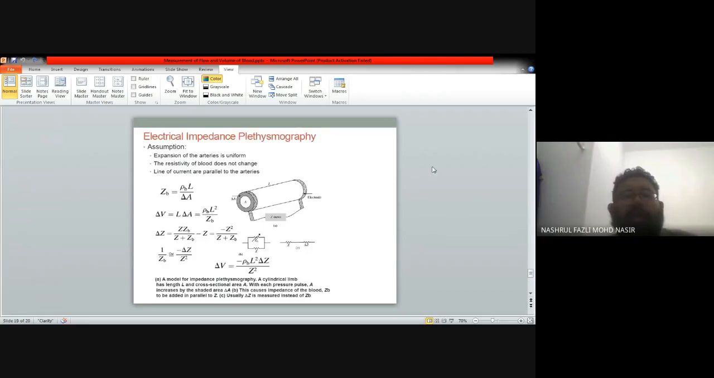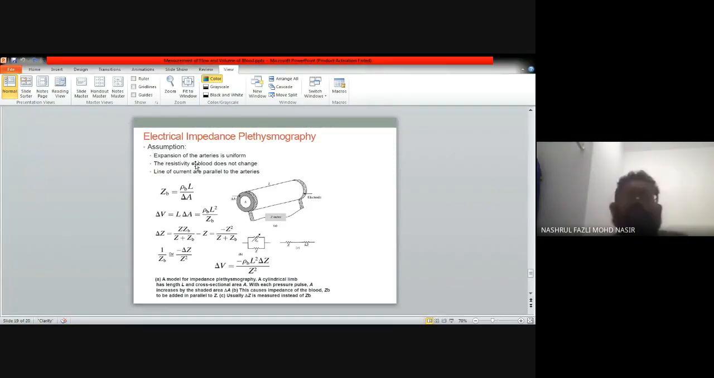So another way to measure this is using the electrical impedance plethysmography. In science, in measurement, in engineering, we use a lot of assumptions, but they are clever assumptions. They are based on observation, but we have some rules so that it is easy for us to measure. I know in the perfect world it is difficult, but if we don't do this, we don't have anything.